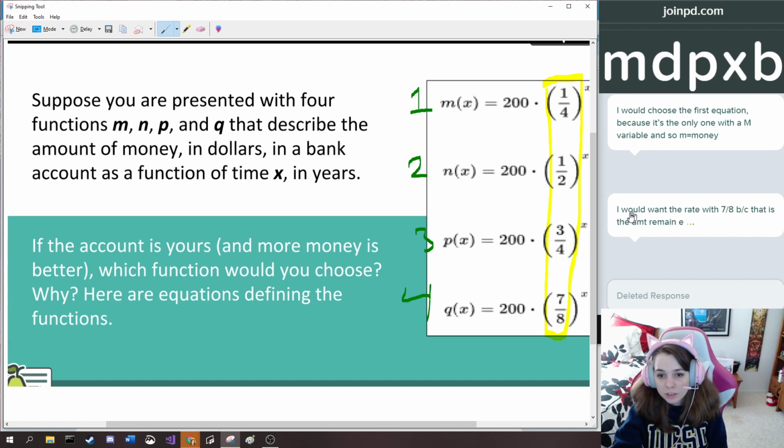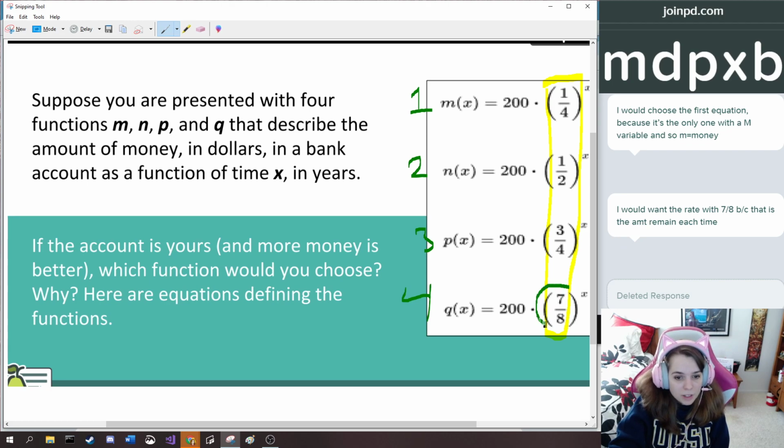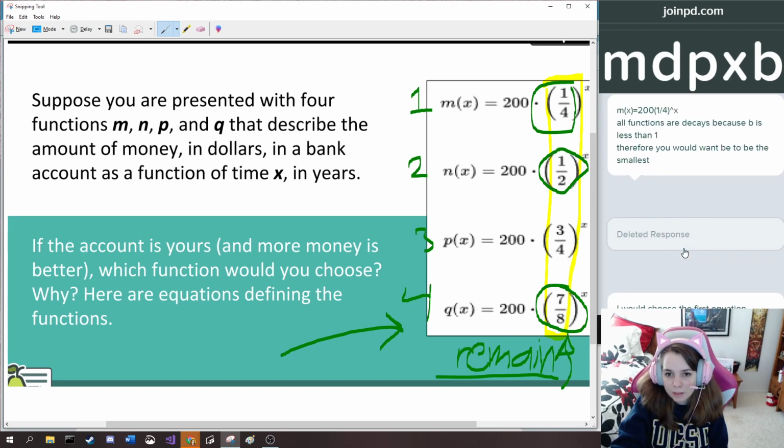Okay, so someone said I would want 7/8 because that is the amount remaining each time. Very good. So if 7/8 of your money remains, that is much better than only half of your money remaining or only a quarter of your money remaining. So 7/8, this is the biggest number. So this is going to have the most of your money remaining over time.